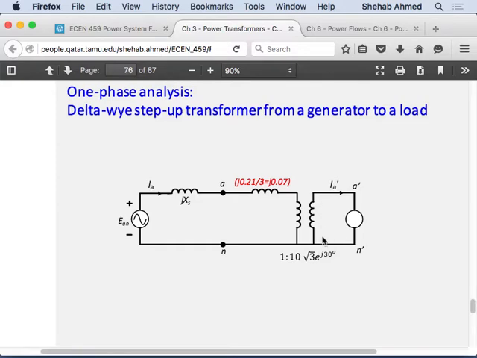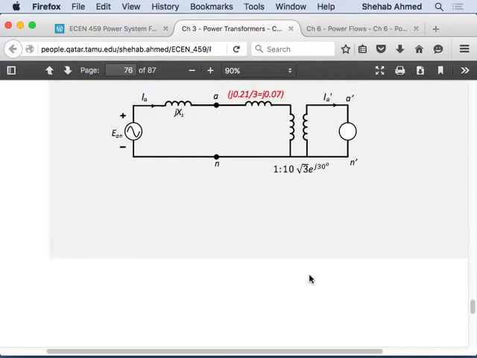So we stepped up the voltage and we stepped down the current here. So that means we have to step up the current and step down the voltage. Right? So multiply the current by 10 times square root of 3 and divide the voltage by 10 times square root of 3. Okay? So let's see if they do that.